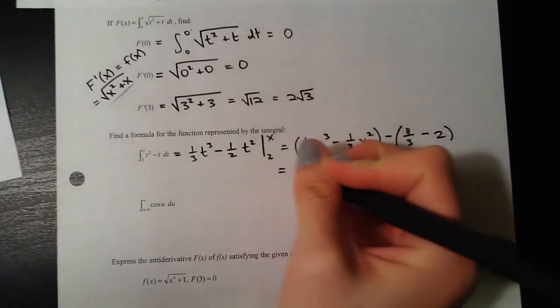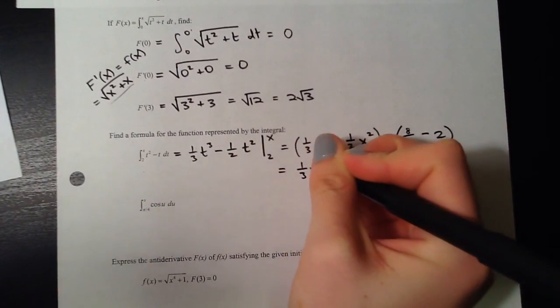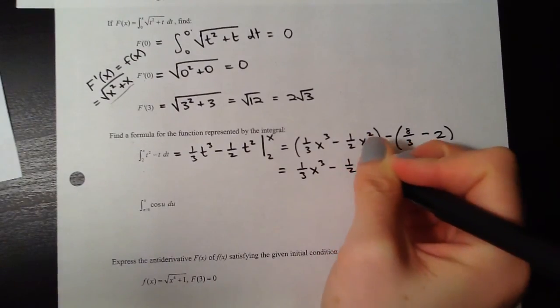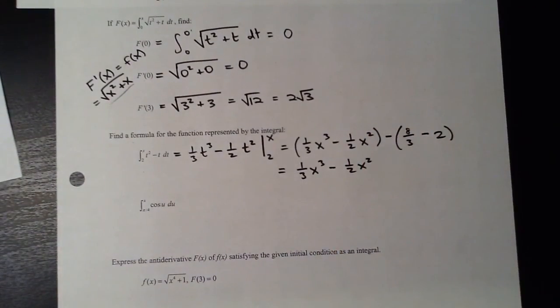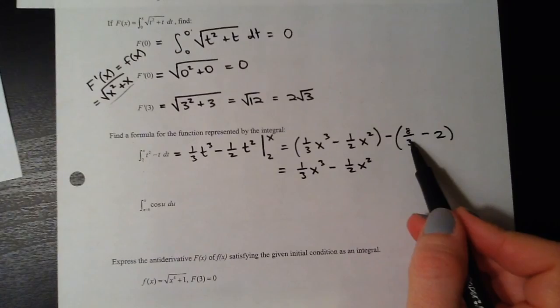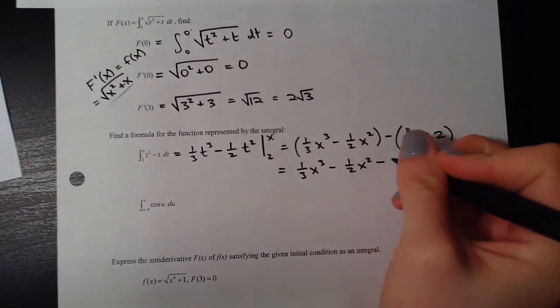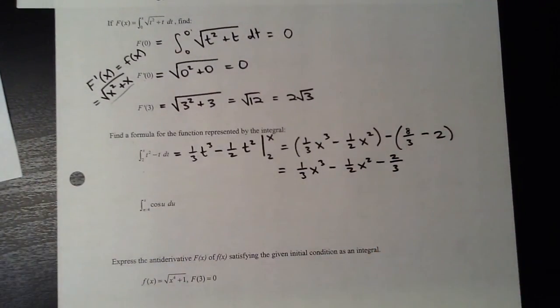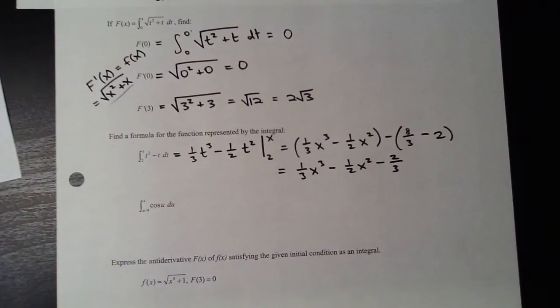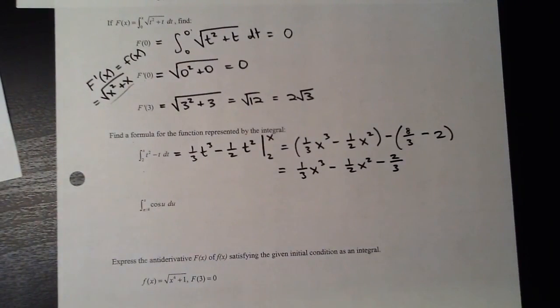Okay, so we can always simplify this up. So we've got 1/3 x cubed minus 1/2 x squared. And then here I end up with 2/3 when I subtract this, because it's 8/3 minus 6/3. So I end up with minus 2/3. So if I wanted to know the area from 2 to 5, for instance, I would just plug the 5 right into this equation. All right, let's do another one.